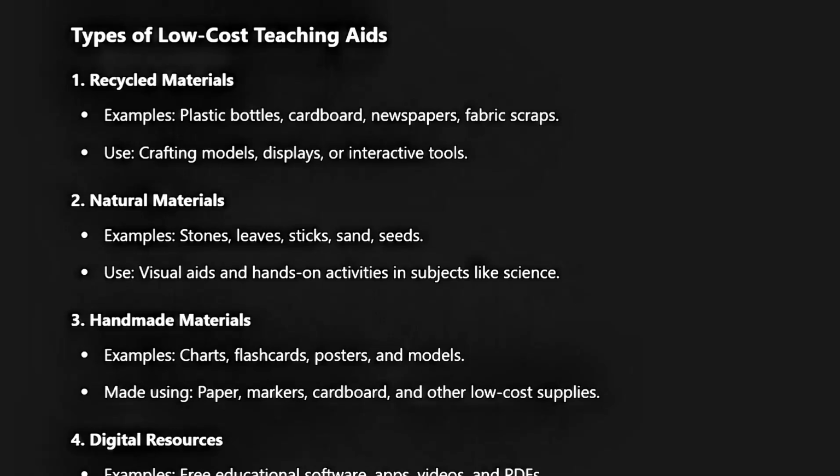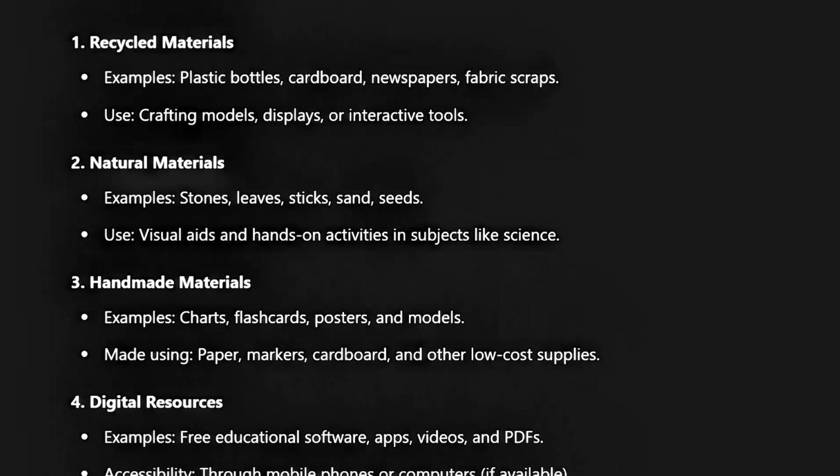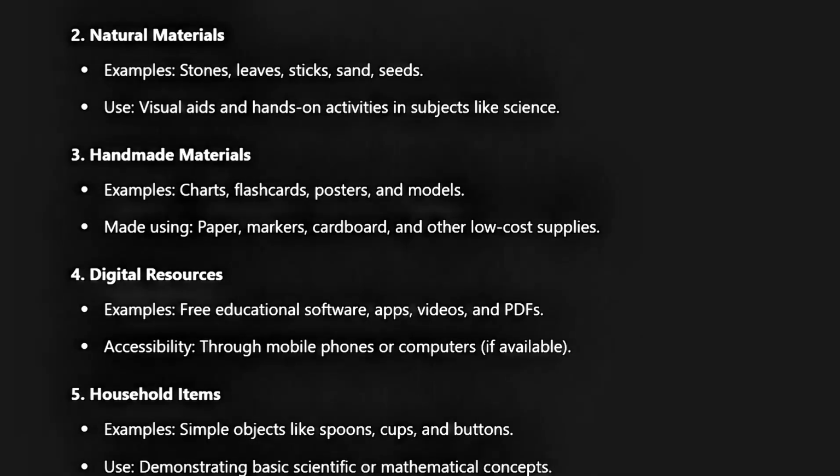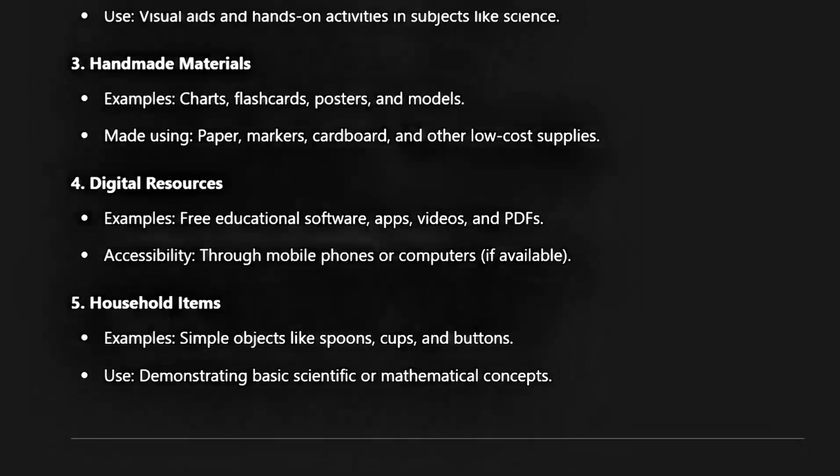Types of low-cost teaching aids. 1. Recycled materials. Examples: plastic bottles, cardboard, newspapers, fabric scraps. Use for crafting models, displays, or interactive tools. 2. Natural materials. Examples: stones, leaves, sticks, sand, seeds. Use for visual aids and hands-on activities in subjects like science.